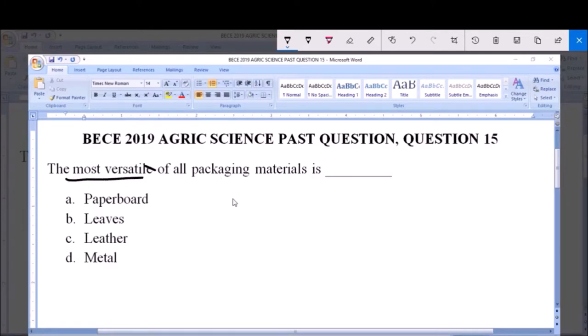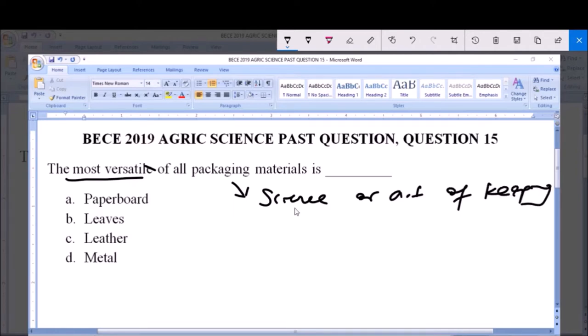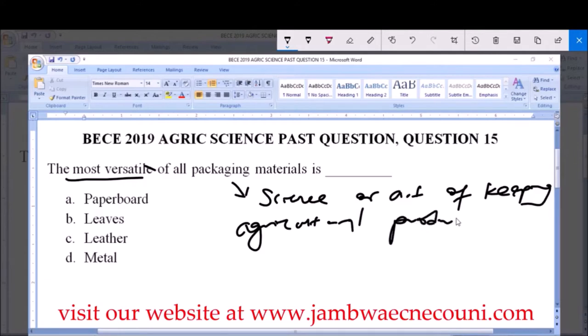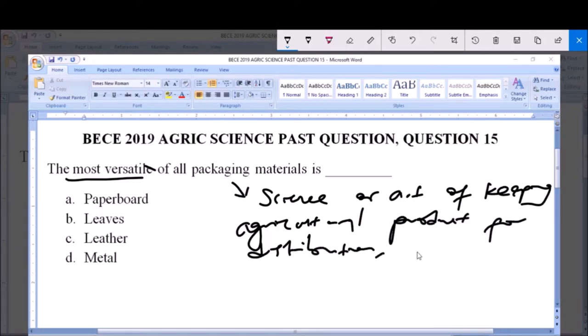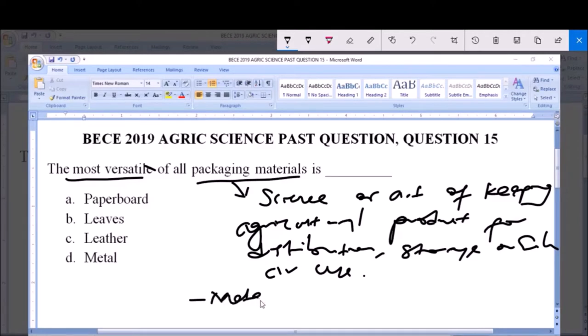Now what is packaging? First of all, packaging here is simply the science or art of keeping agricultural products for distribution or storage or for sale or use. Now, for us to keep this agricultural product in a safe condition, we have some packaging materials that enable us to do this. And some of these packaging materials include the metal, we have the leather, we have the nylon or the polythene bag, and also we have the paperboard.